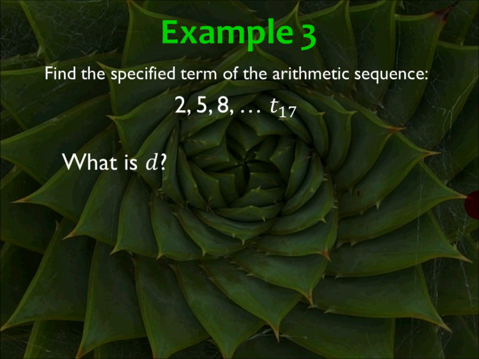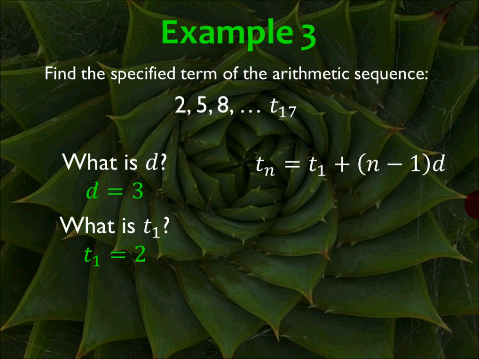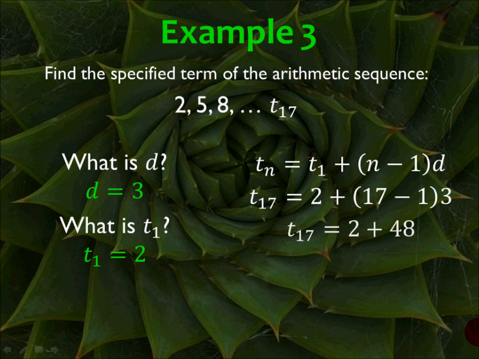So, first of all, let's again figure out what the common difference is. In this case, it's easily seen as 3. First term is 2. So, let's plug in the formula for the 17th term. But first, the formula for the nth term. Now we plug in 17, so we know T1 is 2. We have our n of 17 and our d of 3, and it's just a matter of simplifying it. 2 plus 16 times 3 or 48, so the 17th term is 50.